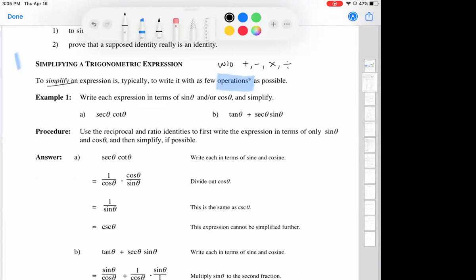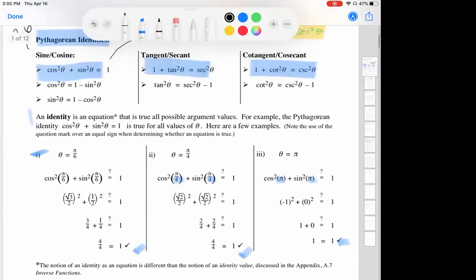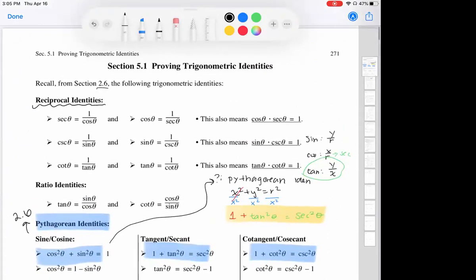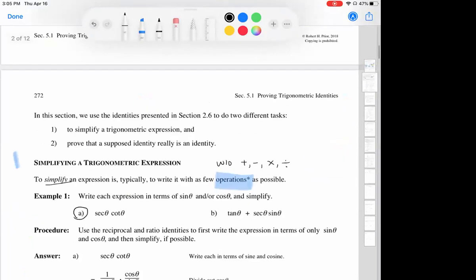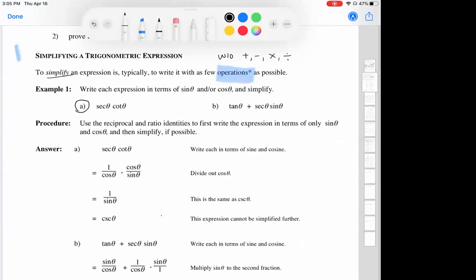Example one, write each expression in terms of sine and cosine and simplify. So here we have this first example A. As you're working through this section and doing your homework for this section, it might be helpful to have this page handy. So the first page, 271, because we're going to be working with all these rules together. Okay, I want to simplify. Now, even though it's not written, we know a multiplication is implied, right? Procedure. Use the reciprocal and ratio identities to first write the expression in terms of only sine and cosine, then simplify if possible. That is the biggest key to this chapter. Whenever possible, write it in terms of sine and cosine.